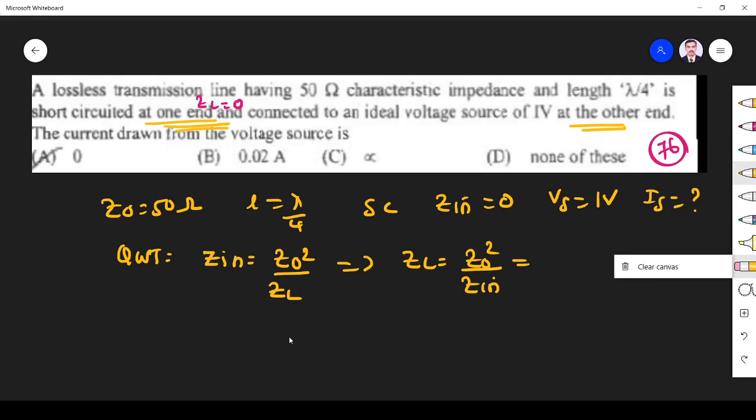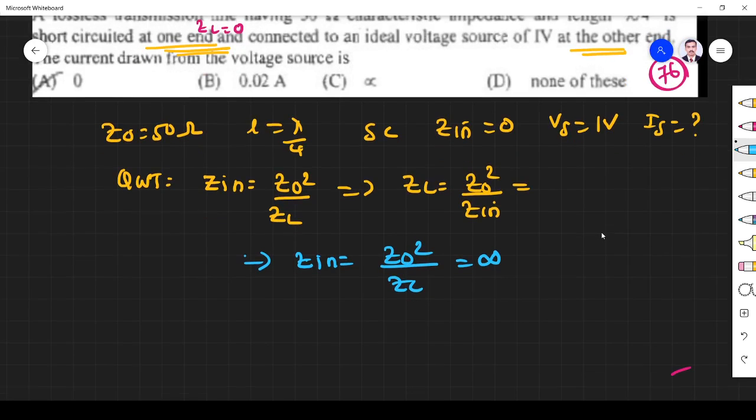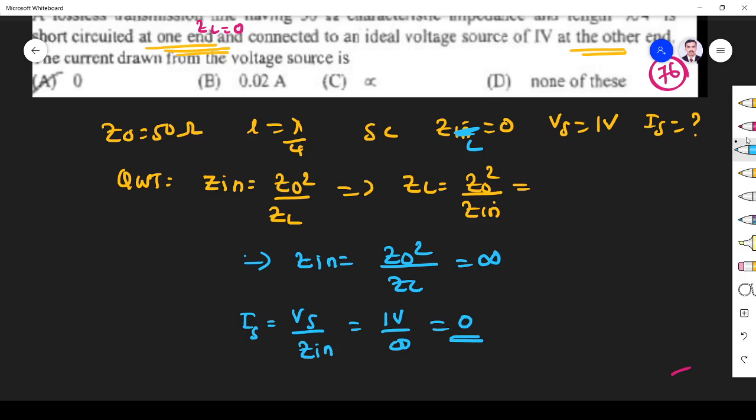So this implies Zin is equal to Z0 squared divided by ZL, that is infinity, right? ZL is equal to 0. It is shorted at the other end, not from the source end. So I is equal to the source current. They are asking the current drawn from the source, which is Vs by Zin. Vs is 1 volt, Zin is infinity, so it is 0. So the answer is option A.